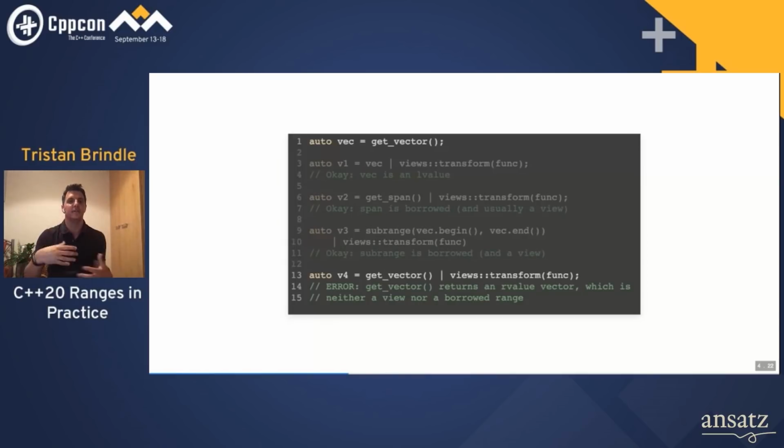And the reason for that is that the transform view actually has to store the thing it's called on inside it. And if it stored a vector inside it, well, then its destruction operation, its copy operation, would have to call the equivalent operations on the vector, and they'd no longer be constant time. So it would violate the requirements of the view concept. So you can't do this last one. What you have to do is save the vector in a named variable and pass that into the algorithm, the adapter.